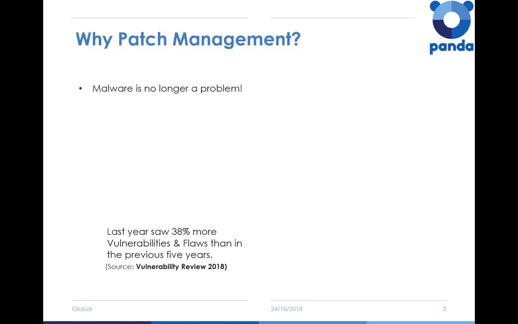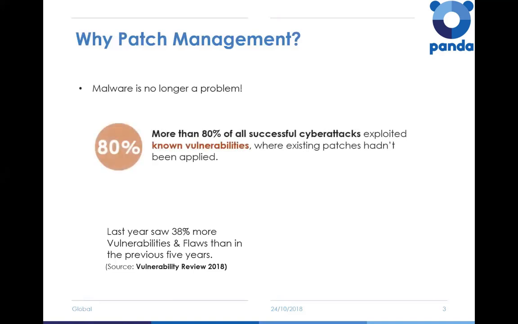In fact, in the last year, we saw 38% more vulnerabilities in applications than we have done in the last 5 years. So you can see here that this really is the cause and effect of us doing such a good job at mitigating malware that the cyber attackers turn their attention to the weakest link.